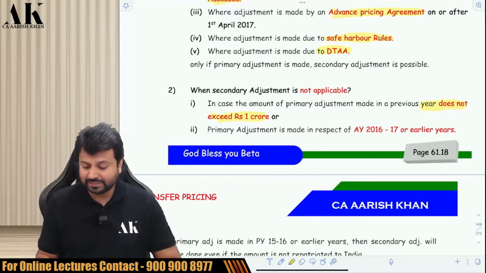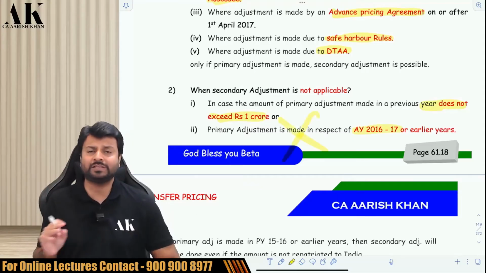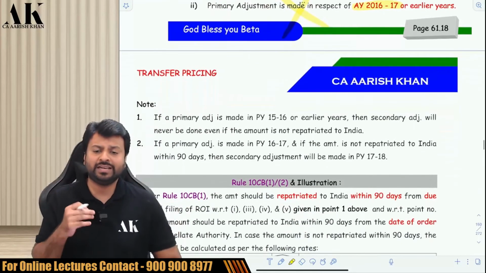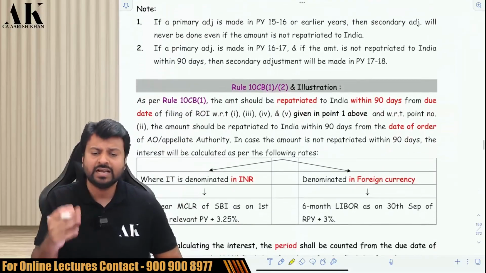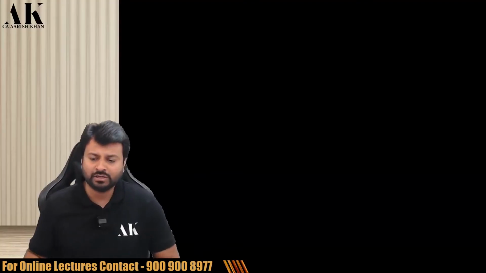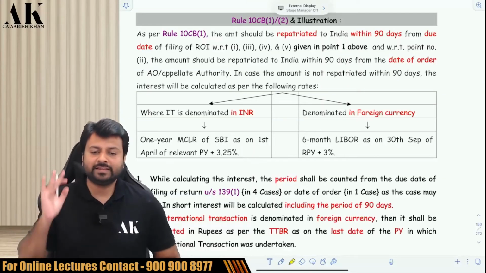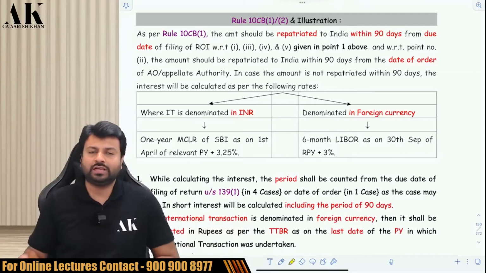Further, if the primary adjustment is done in AY 16-17 or earlier year, then also secondary adjustment is not possible. It means the primary adjustment has to be done in AY 17-18 or in subsequent years. Otherwise, secondary adjustment is not possible. Okay. Now, what exactly is primary adjustment all about? Primary adjustment is nothing but the extra loan which you have given to the other person.